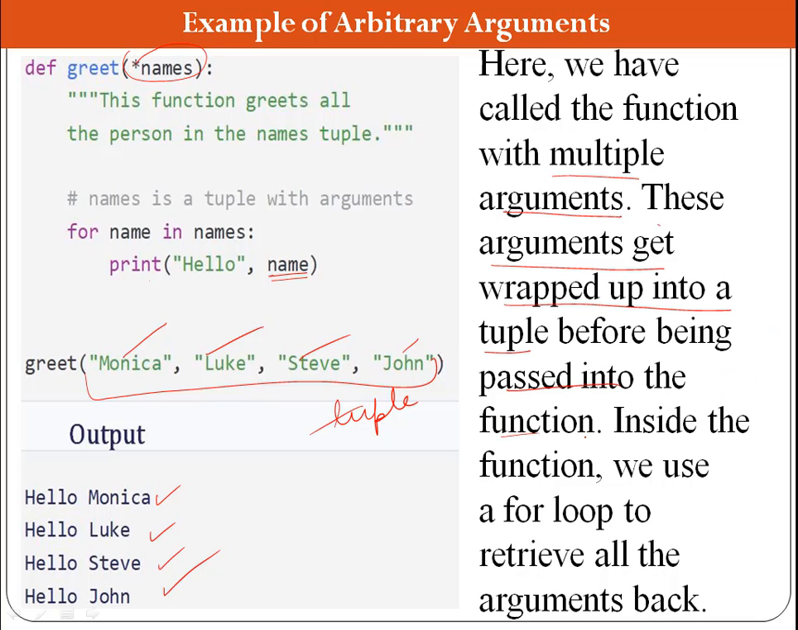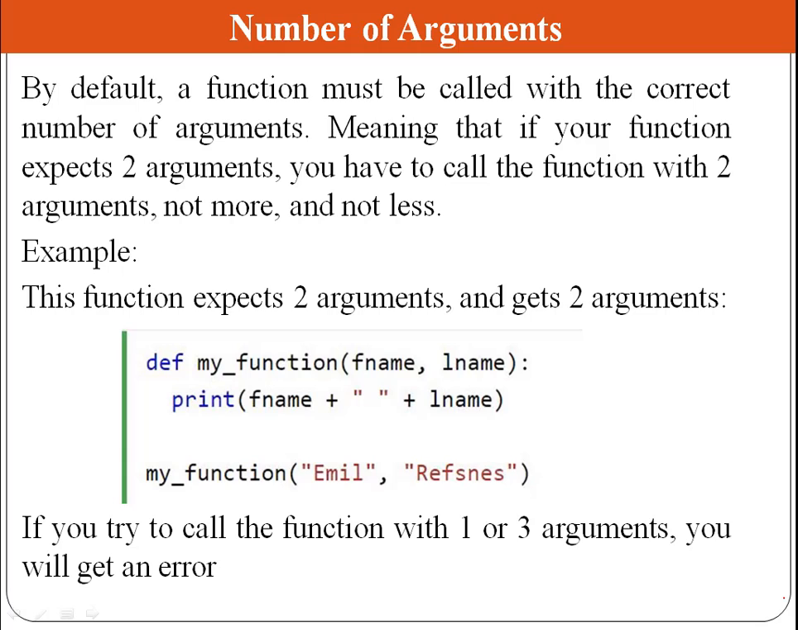Number of arguments. By default, a function must be called with the correct number of arguments, meaning that if your function expects 2 arguments, you have to call the function with 2 arguments, not more, not less. So here we have seen, if you try to call this function with 1 or 3, you will be in trouble and you will get an error.